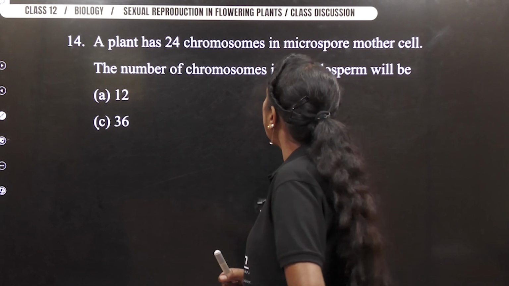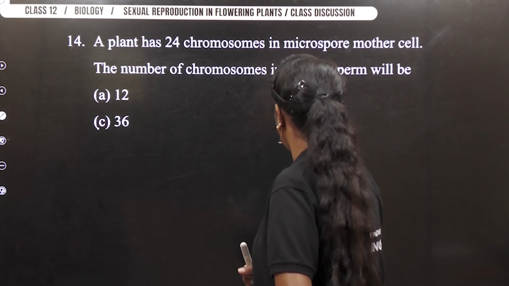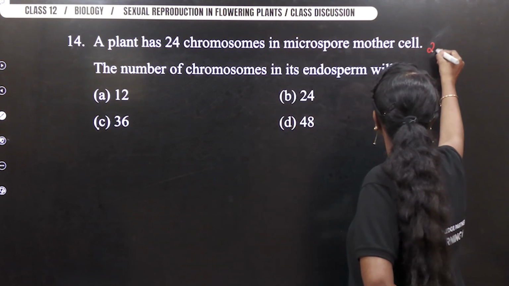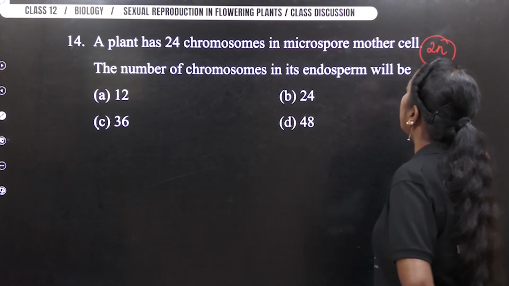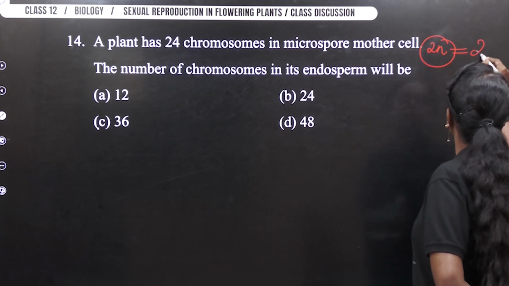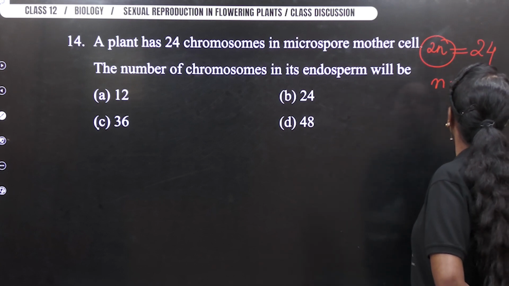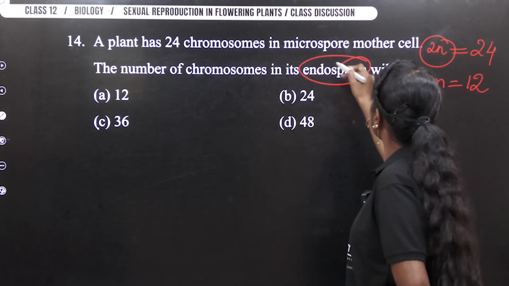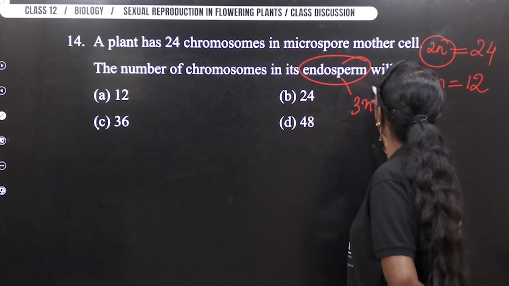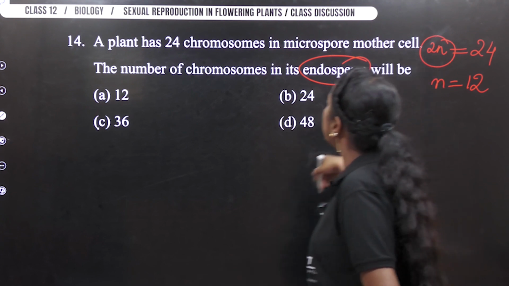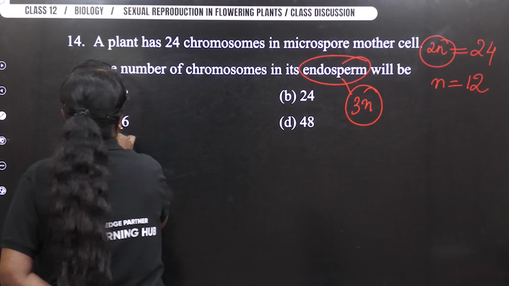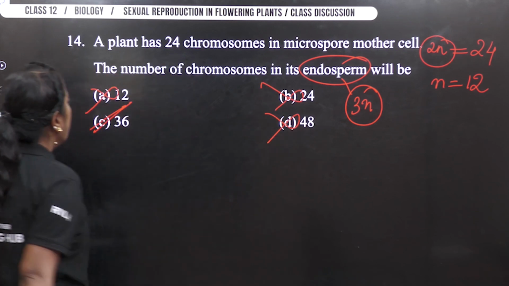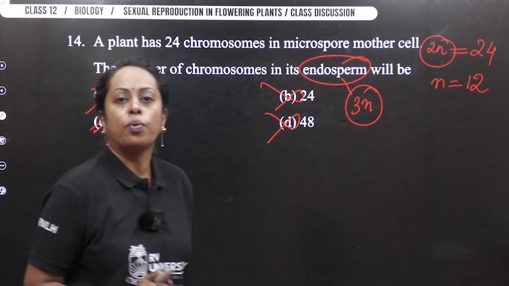Next, a plant has 24 chromosomes in microspore mother cell. So this is going to be 2n. That means 2n condition is 24, n condition is said to be 12. The number of chromosomes in endosperm should be 3n. If it is going to be 3n, definitely it is going to be what? 36. It's not A, it's not B, it's not D. Mark your answer as 36 for this question.